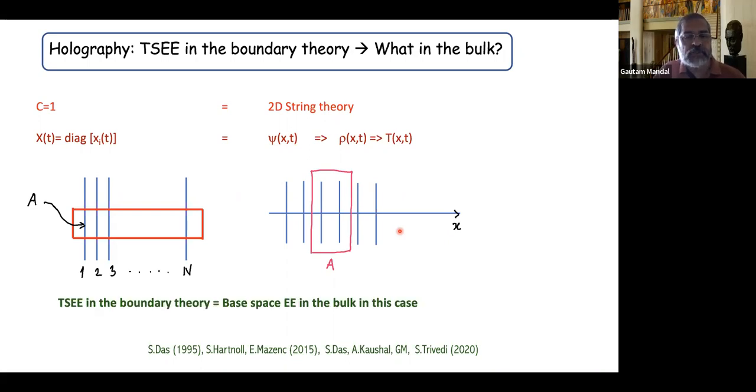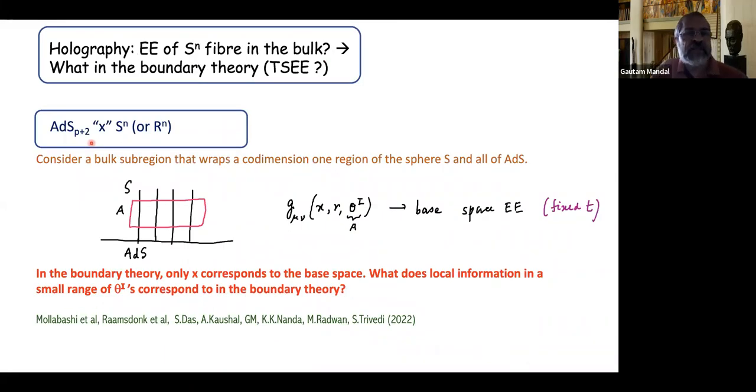This is what I said: the target space entanglement entropy becomes the base space entanglement entropy in the bulk. So essentially the second quantized formulation goes over to the density of eigenvalues, and that goes over to the tachyon of the two-dimensional string theory. It is the base space entanglement entropy of the tachyonic field in the field theory that is the target space entanglement entropy. So that is one example.